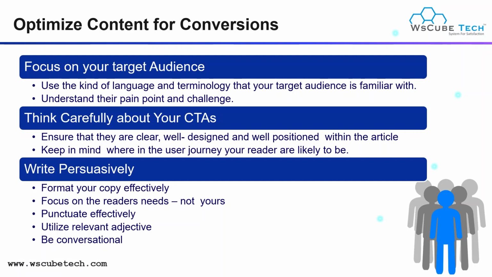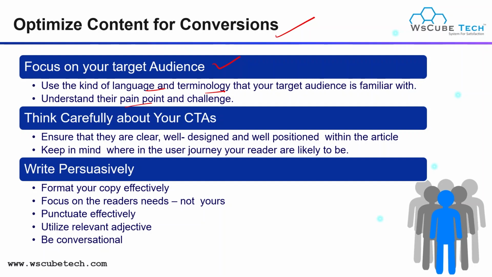Now, optimize content for conversions. For conversion, we have to focus on our targeted audience. Use the kind of language and terminology your targeted audience uses. Whatever terms you find relevant to your content, which your audience finds relevant, you have to use that. Understand their pain points. What pain points is your audience facing and what are the issues you have to cover? Whatever the challenges, you have to understand them.